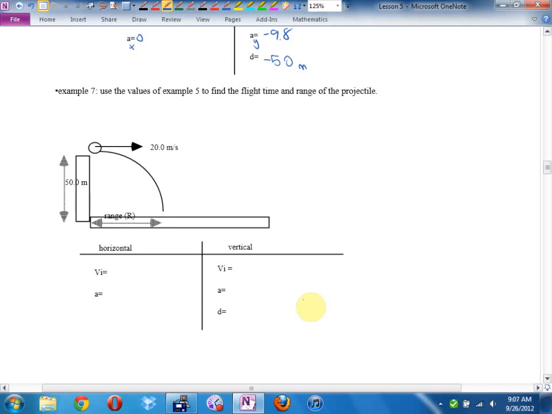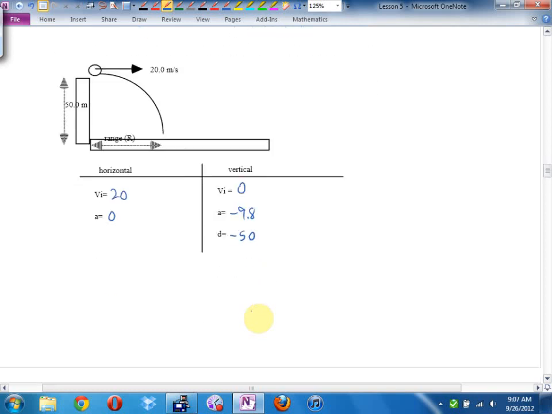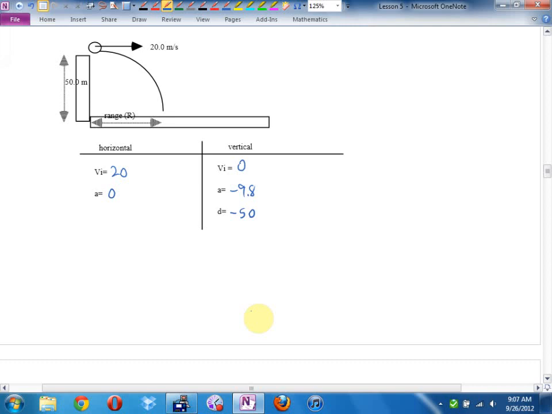So example 7 says, use the values of example 5 to find the flight time and the range of the projectile. All right, so we already said this was 20, this was 0, this was 0, this was negative 9.8, and this was negative 50. You'll notice in one of those columns, I now know 3 things. Which column do I know 3 things in? Vertical, that means I'm going to solve this for t vertically. If I knew 3 things in the horizontal, I would solve for t horizontally.